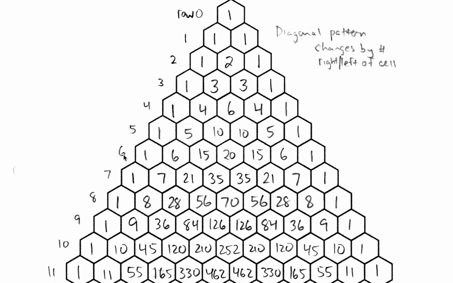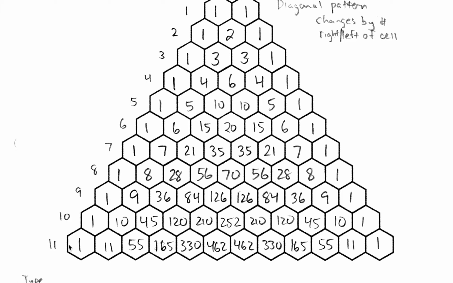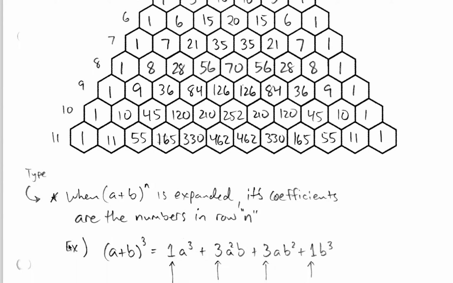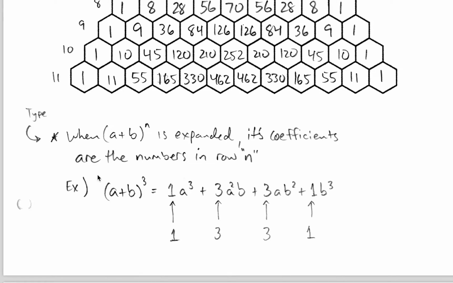Typically, most problems don't require us to go any higher than an exponent of 6, but if they did, we could use this triangle to help us with that. And here's how it helps us. When we expand a binomial by raising a binomial to some exponent, these cells in each row are going to tell us the coefficients for each term in that expansion.